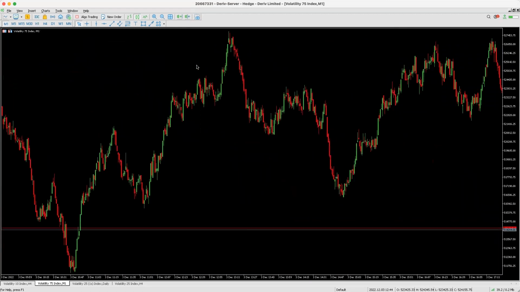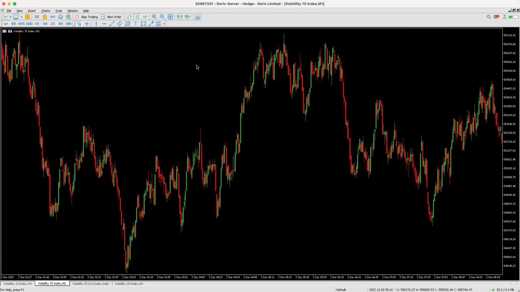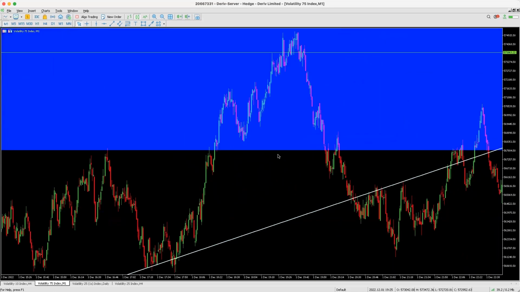Now you have to understand why that happened. You can clearly see that here the market was bullish, failing to break these lows. I mean, failing to break this low. Yeah, this lower low, this lower high, sorry.